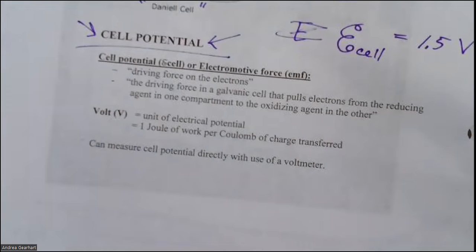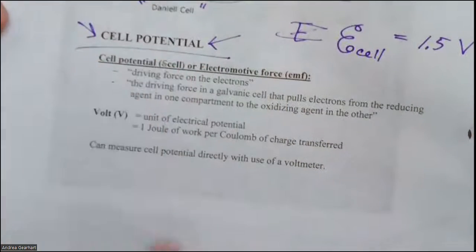The cell potential is the driving force on the electrons. It is a measure of the strength of the pull that a reducer has, or the push that an oxidizer has. So it's up to you, whichever way you want to think of it.